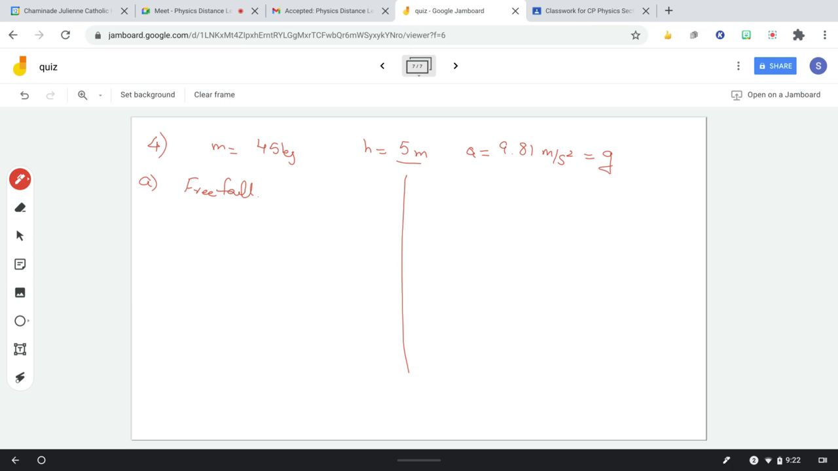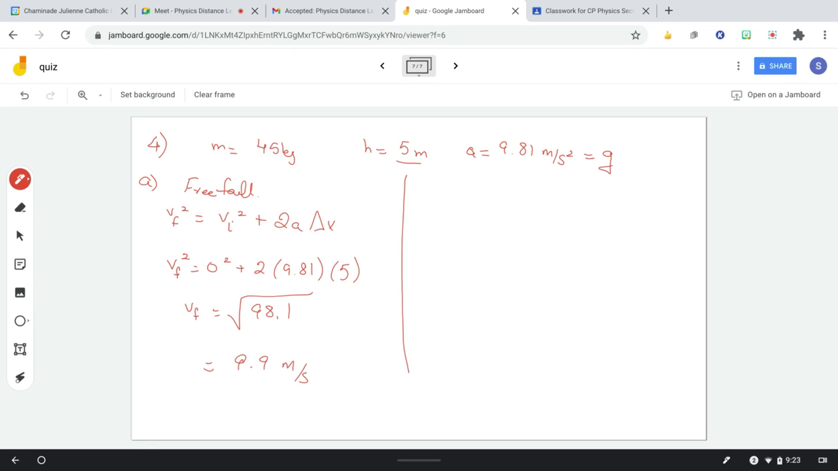We could use either, well, the last equation or the third equation because we're looking for the velocity: Vf squared is equal to Vi squared plus 2a delta x. So Vf squared is equal to 0 squared plus 2 times 9.81 times 5, or Vf is equal to the radical of 2 times 9.81 times 5, which is 98.1, and that is equal to 9.9 meters per second.